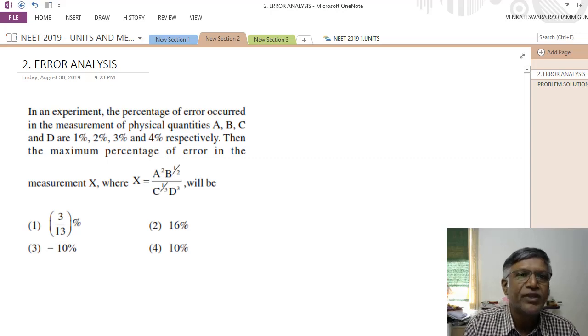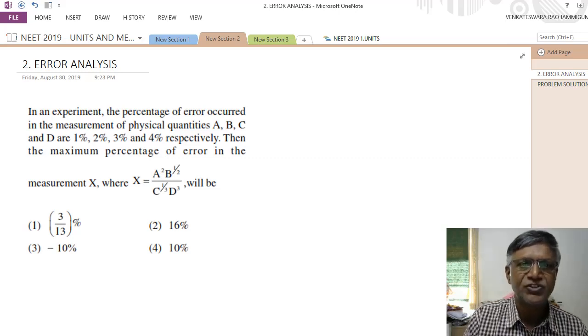See here, in 2019, in error analysis, one question is given. Basically in this chapter, generally the question will be asked in error analysis based on power, raised to the power r, a physical quantity raised to the power. For that, the formula is given on page 27 of the NCERT textbook. Let us check it.